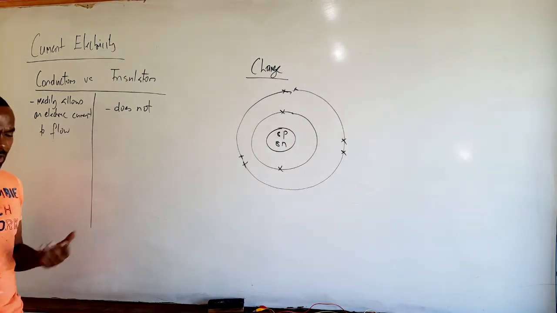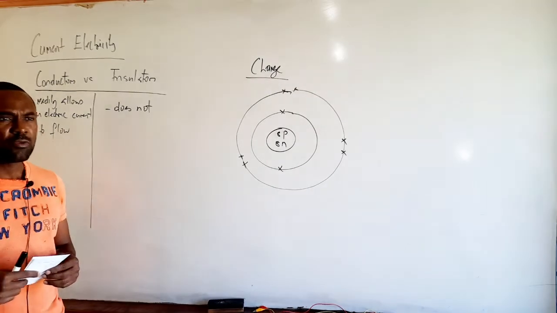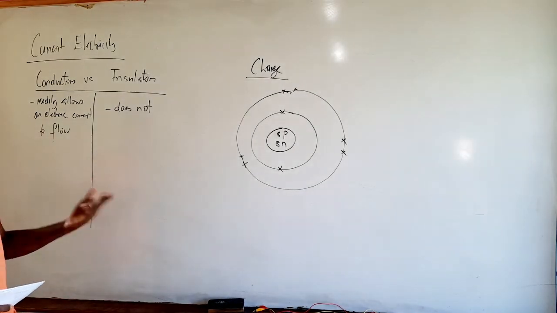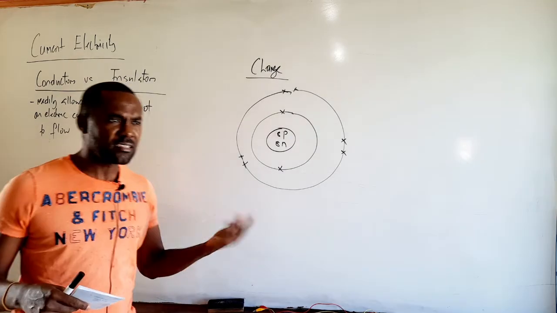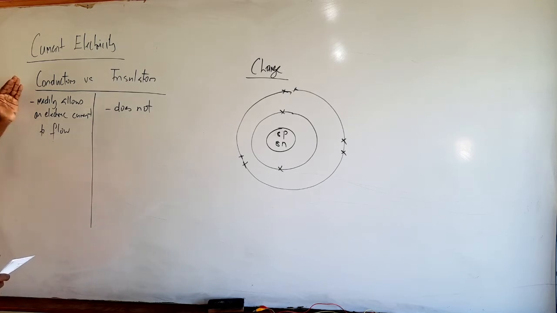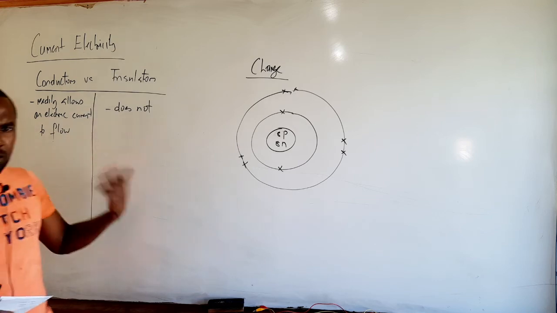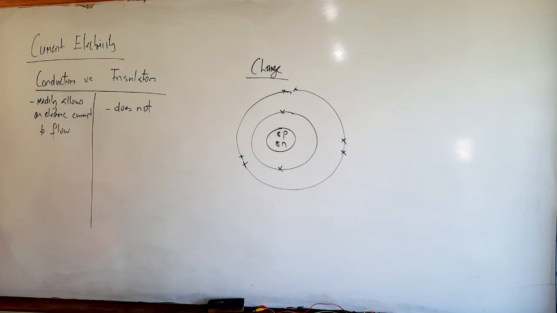Similar to how, in terms of heat, a thermal conductor will readily allow heat to flow through the material and an insulator will not, it's the same principle when it comes to electricity. So let's speak about electrical conduction. A conductor will readily allow an electric current to flow, whereas an insulator does not. Now, what else do we know about conductors?